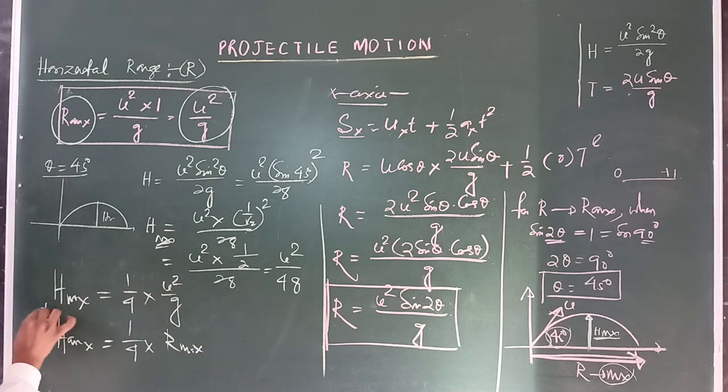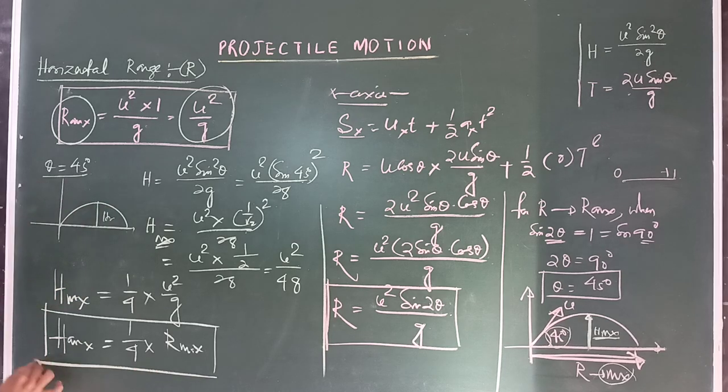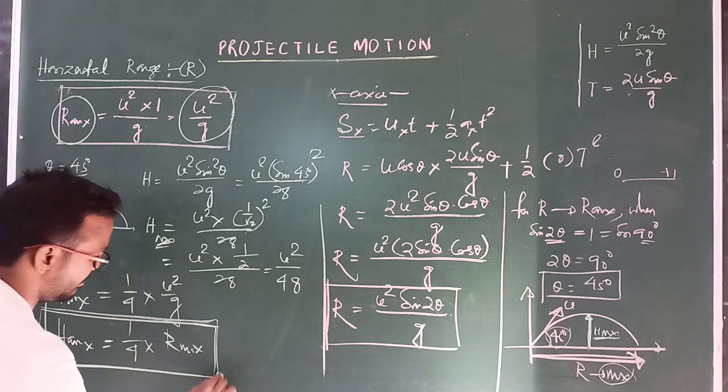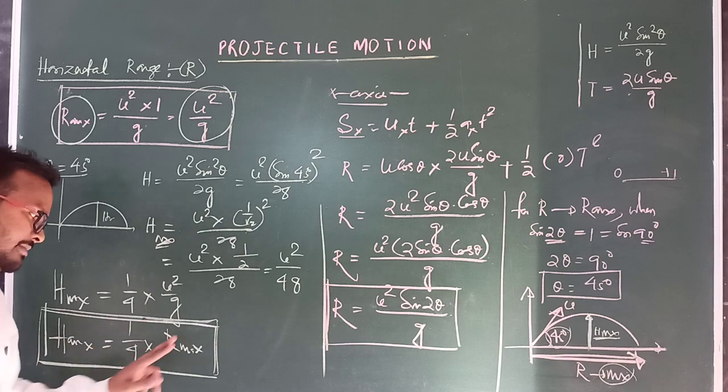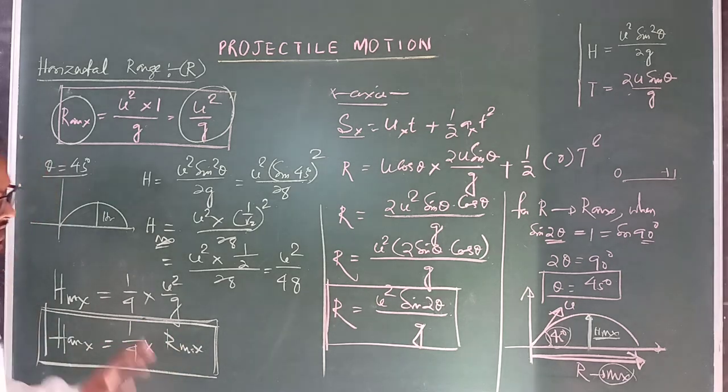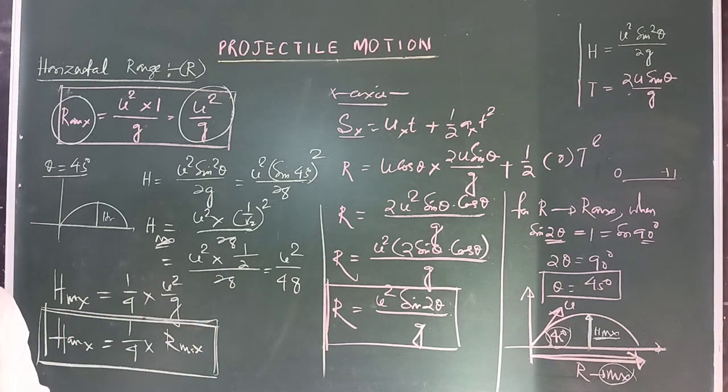Clear? So you have to remember this relation. For maximum range, the maximum height will be 1 by 4 times the maximum range. Clear? This is another important relation.